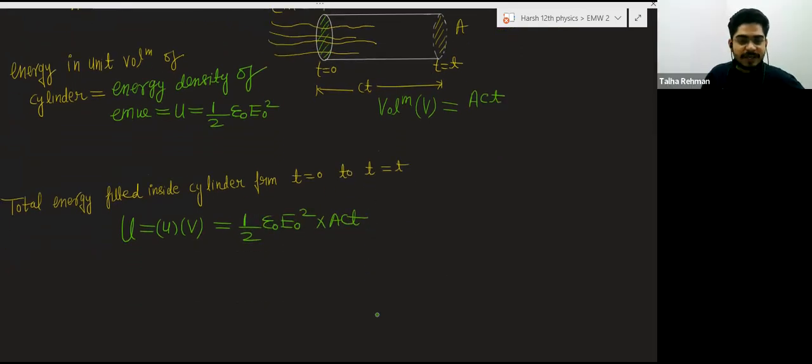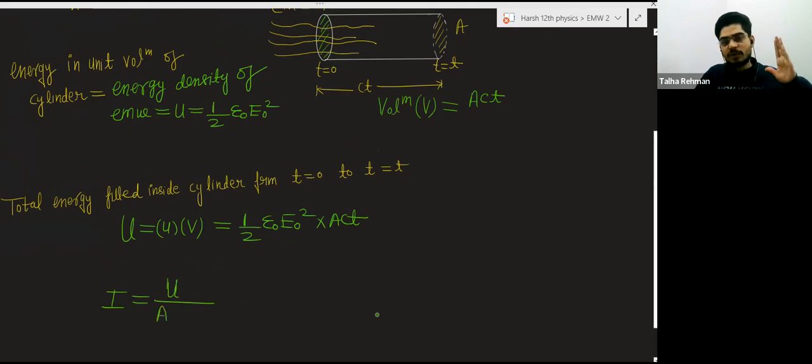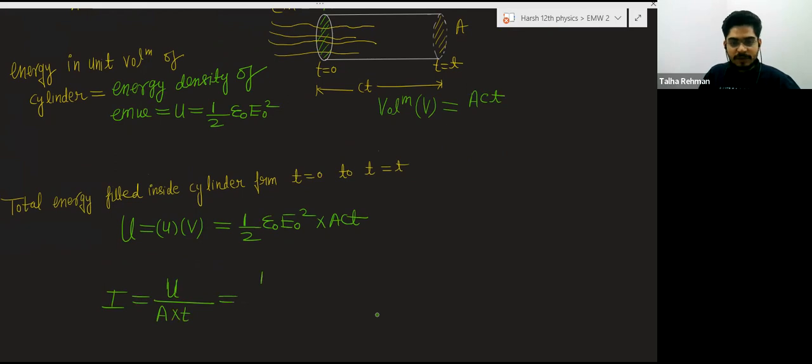Now we want to find the intensity. Intensity is the total energy divided by the area of the cross section through which the energy is passing perpendicularly, and by the time in which the energy is passing. So it will become half of epsilon naught into E naught square into A c t, divided by A into t. Now this A cancels, this t cancels.